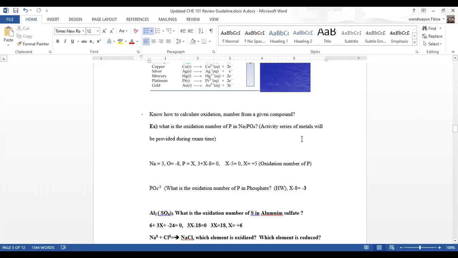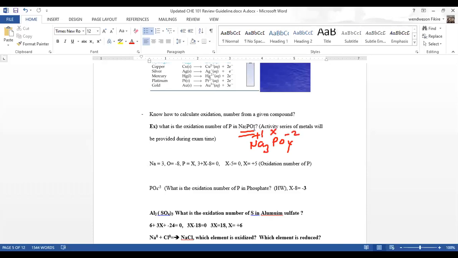Know how to calculate oxidation number from a given compound. Oxidation number is something that was discussed in chapter 4 also. What is the oxidation number of phosphorus in sodium phosphate? Oxidation number does not necessarily mean the charge of the ion. The basic concept is that when you have a compound like sodium phosphate, the sum of the oxidation numbers would be 0 because it's a compound. For a monoatomic ion, for example, we have sodium with +1, and oxygen with -2.